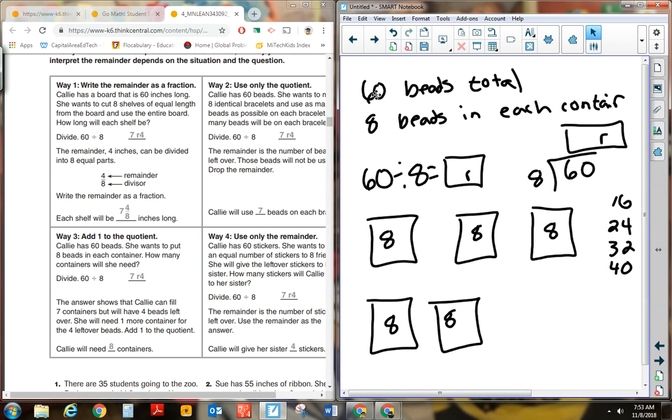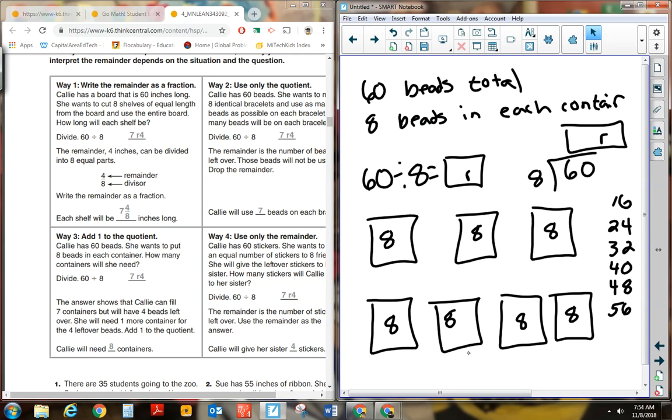Remember, Kelly's got 60 beads total. She wants to put them all in a container. So it's 3, 4, 5 containers so far. Let's put another 8 in. So she's got 48 beads put away. Well, we can put another 8 in here. 48 plus 8, or 1, 2, 3, 4, 5, 6, 7. 7 times 8, that would give us 56 beads.